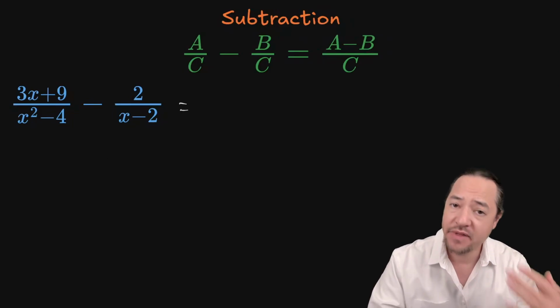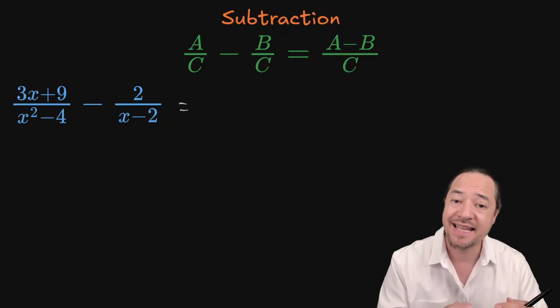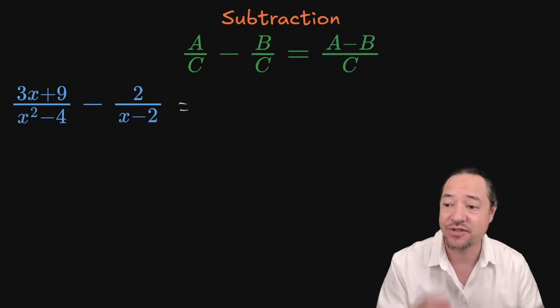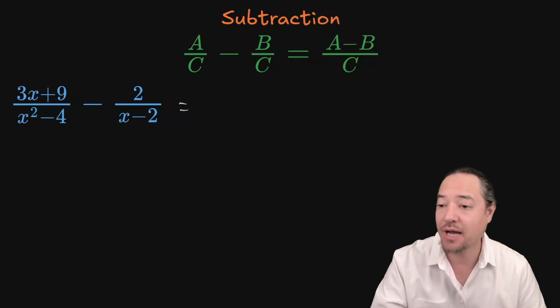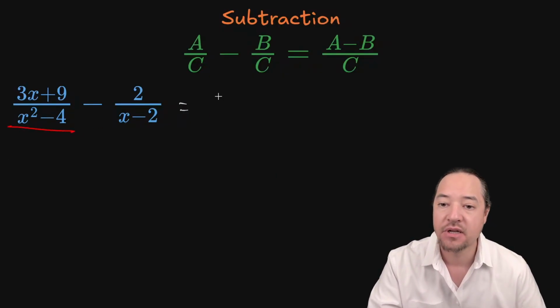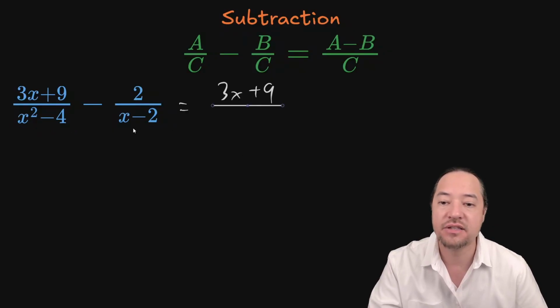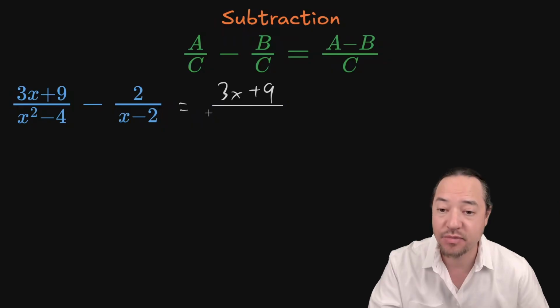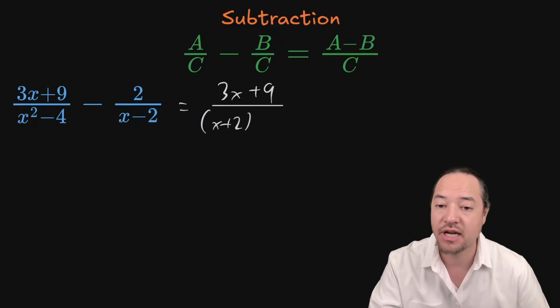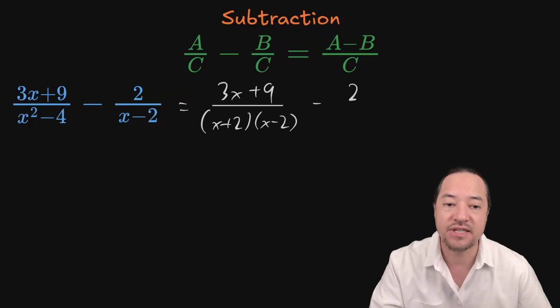I'm going to do the same thing I did before. I'm going to try and get a common denominator. So I want to factor the denominator that we have right here. So what's that going to give me? Well, I'll have a 3x plus 9, and in the denominator here, this will be an x plus 2 times an x minus 2. And then over here, we still have the same thing, 2 over x minus 2.